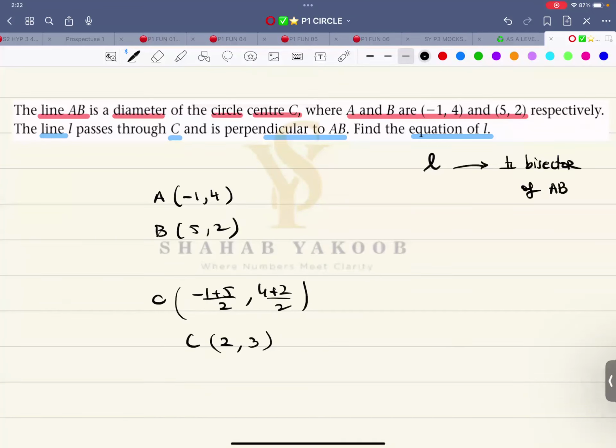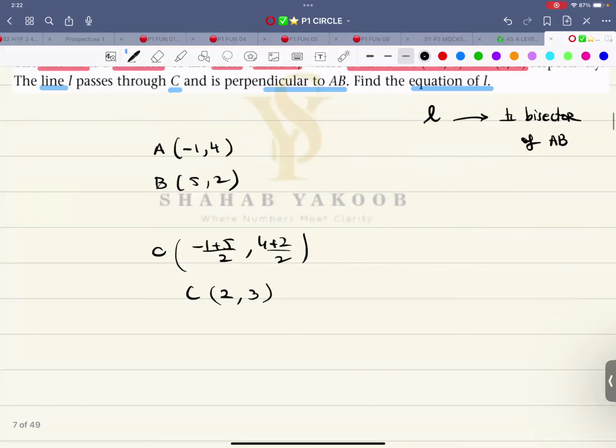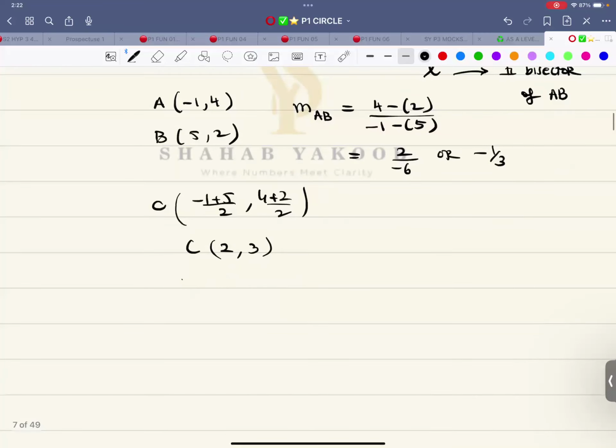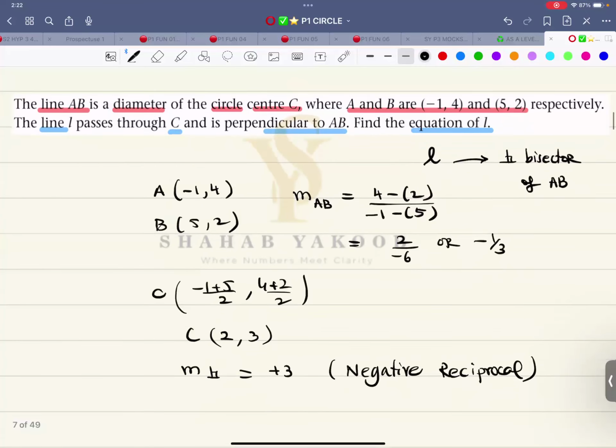So we are just revising the basic ideas. So we have C. Let me also evaluate the gradient of AB, which is 4 minus 2 over minus 1 minus 5. So therefore 4 minus 2 is 2, minus 1 minus 5 is negative 6, which comes out to be negative 1/3. Therefore, the gradient of the perpendicular should be the negative reciprocal, positive 3. So remember this magical word, negative reciprocal. When two lines are perpendicular, the gradients multiply to give you negative 1.